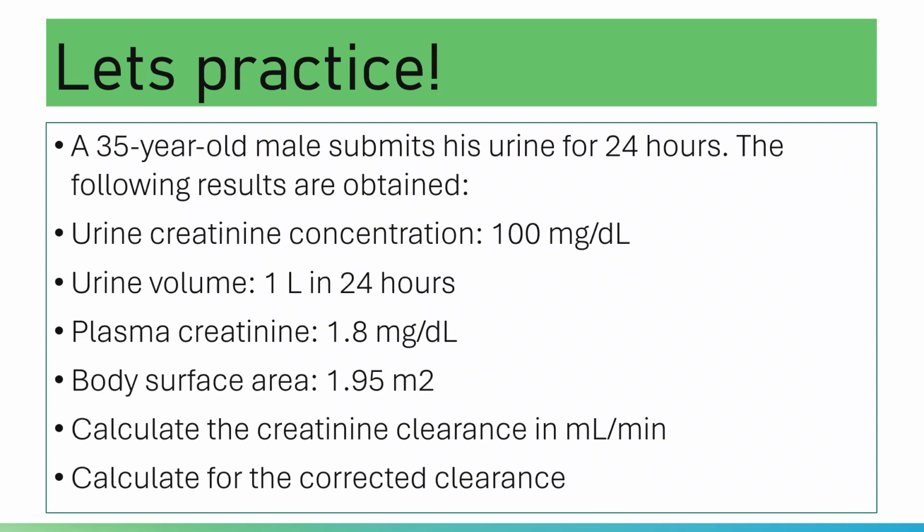Let's practice. Using the sample problem presented: a 35-year-old male submits his urine for 24 hours. Please try this. Your required is to calculate the creatinine clearance in mL per minute and calculate the corrected clearance.